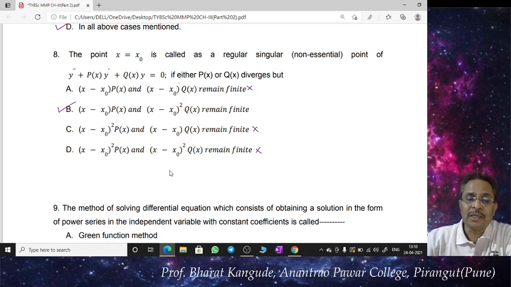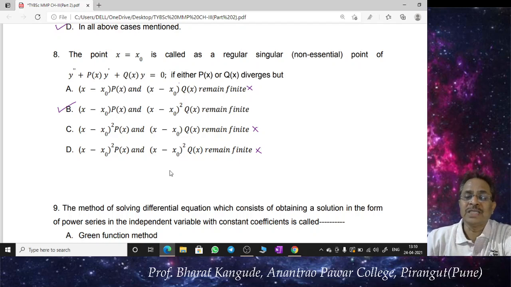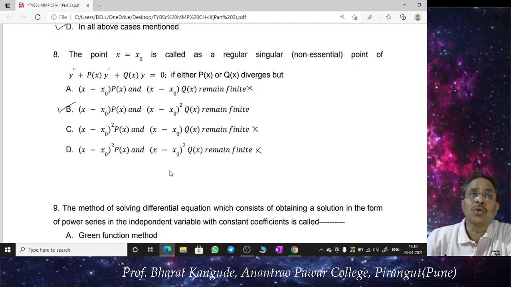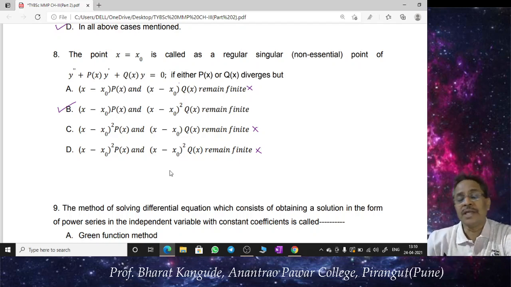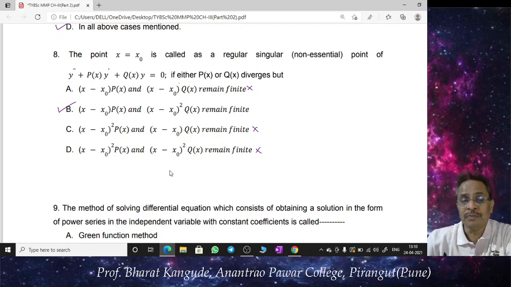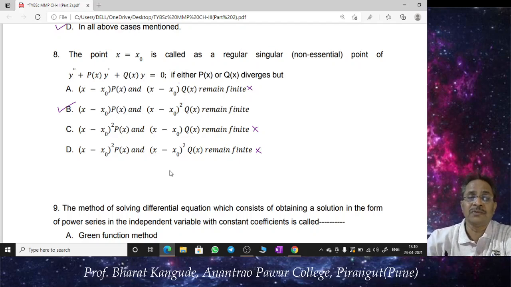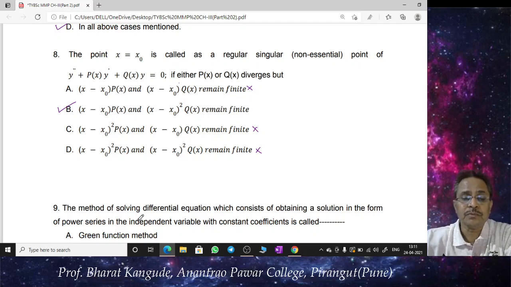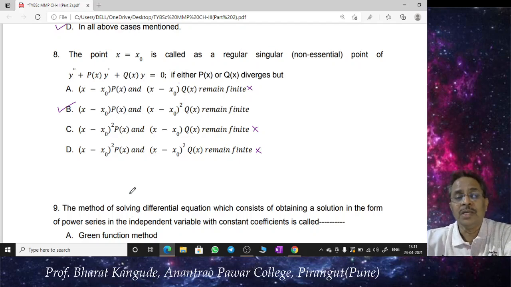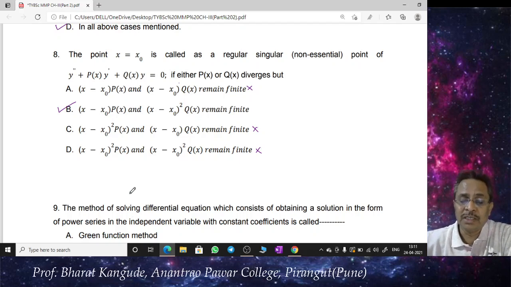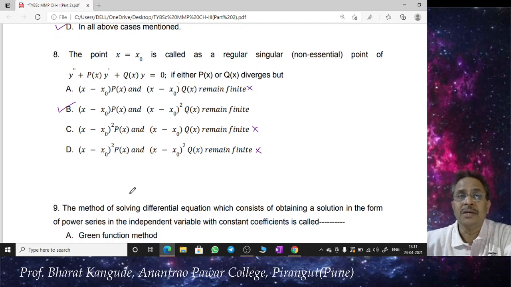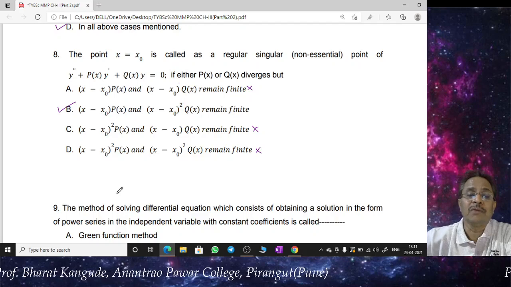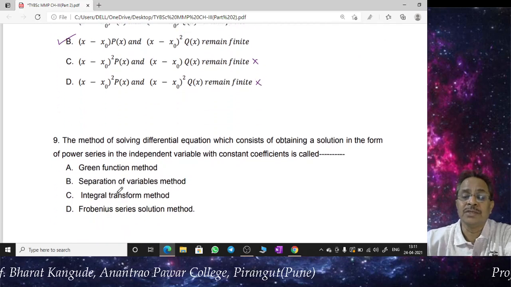So we have to prove that x minus x0 into p of x as well as x minus x0 square into q of x remain finite, and then we can go for the solution which is called the Frobenius series solution method. These are the standard conditions, the first rule or first method, to decide whether this Frobenius series solution is possible or not. That will be decided by these particular factors here. So this is a regular singular point.